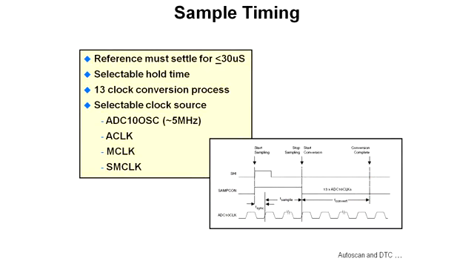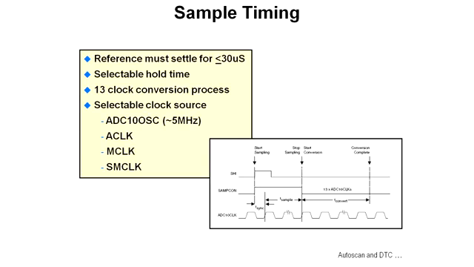Taking a look at the ADC-10 sample timing, you have complete control of it. You can turn on the reference separately, you start the conversion separately, you read the end of the conversion separately. This way you can control both the timing and the power consumption of the device. When you turn on the reference voltage, the reference must settle for about 30 microseconds before you make the conversion. There's a selectable hold time available in the ADC-10, and once you've given the conversion start, there's a 13 clock conversion process, since this is a successive approximation converter.